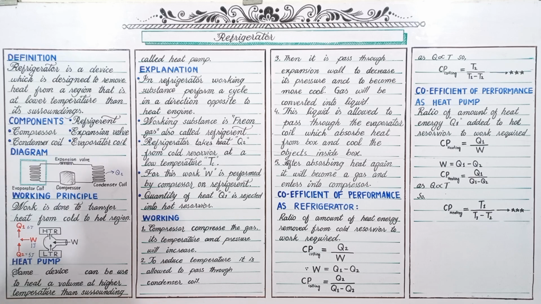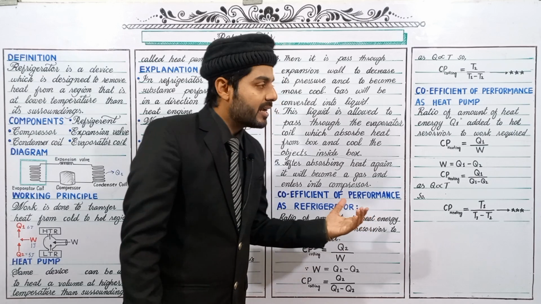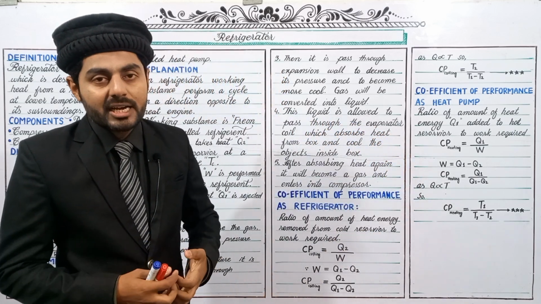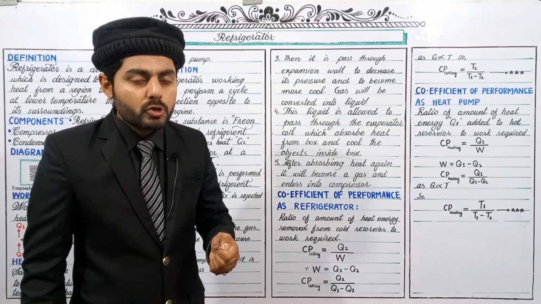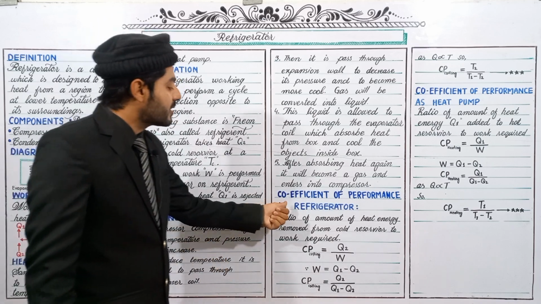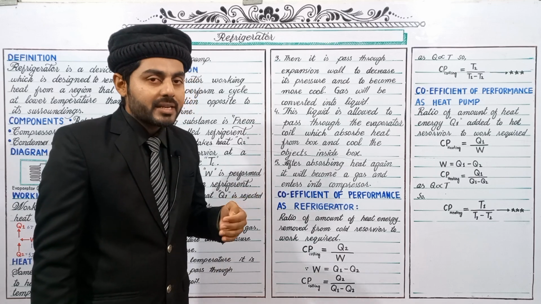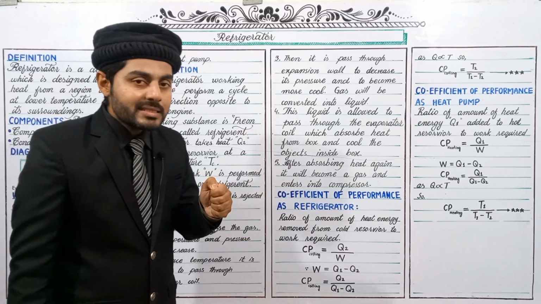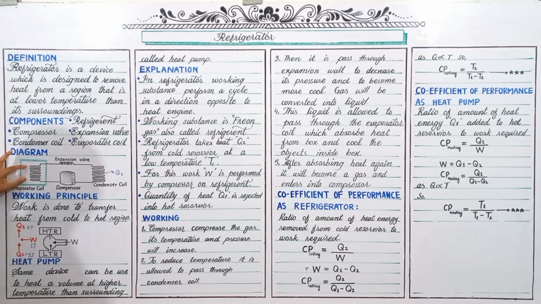Okay, now we are coming toward the performance of this refrigerator and as a heat pump. Whenever you are going to check the performance or efficiency of a device, you simply take the ratio between output and input. Okay, so if we consider the case of refrigerator, what will be the efficiency or what will be the performance of this refrigerator? That will be simply a ratio between output and input. And remember that in the case of refrigerator, what is the output required? The output required is to produce cooling in this box.